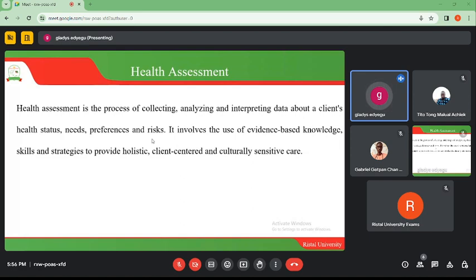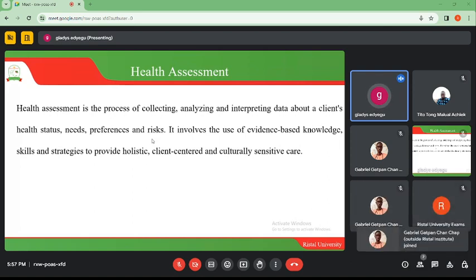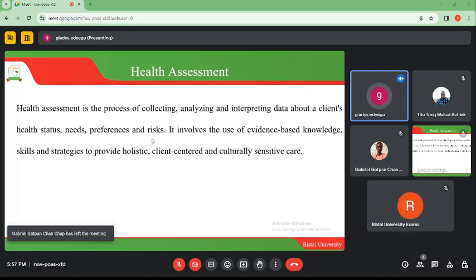So it involves the use of evidence-based knowledge, skills, and strategies to provide holistic, client-centered, and culturally sensitive care. So when you collect this data, you should be able to have that evidence-based knowledge. Whatever you do, there should be evidence. Nowadays, we don't do things for fun, but you have to do something that you have evidence about and you're able to defend it.